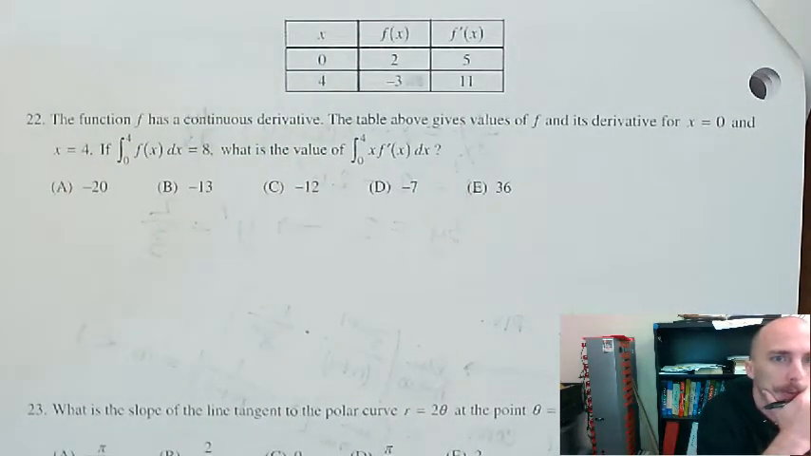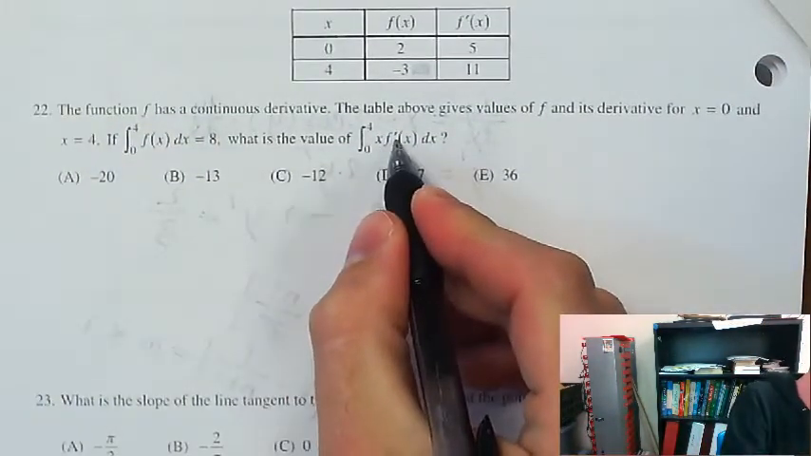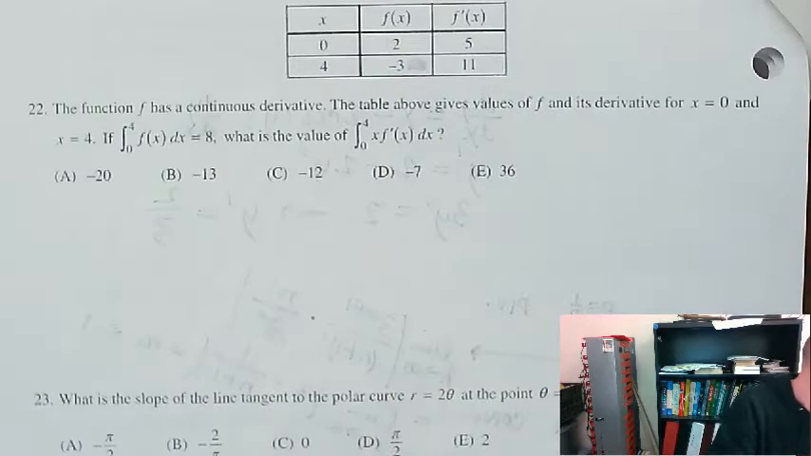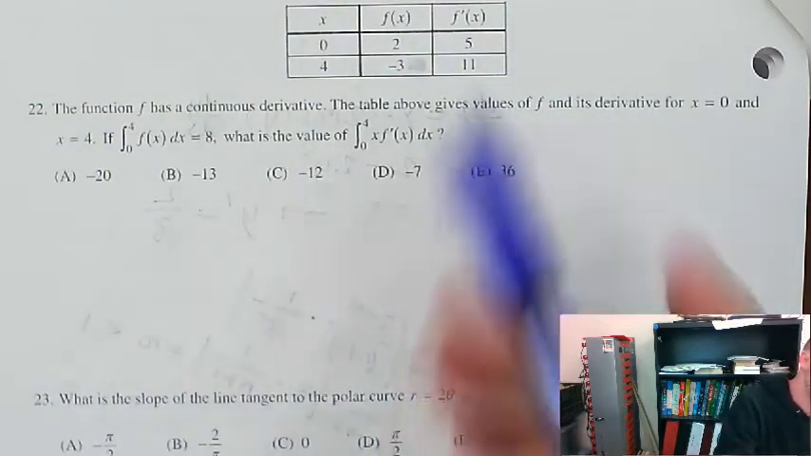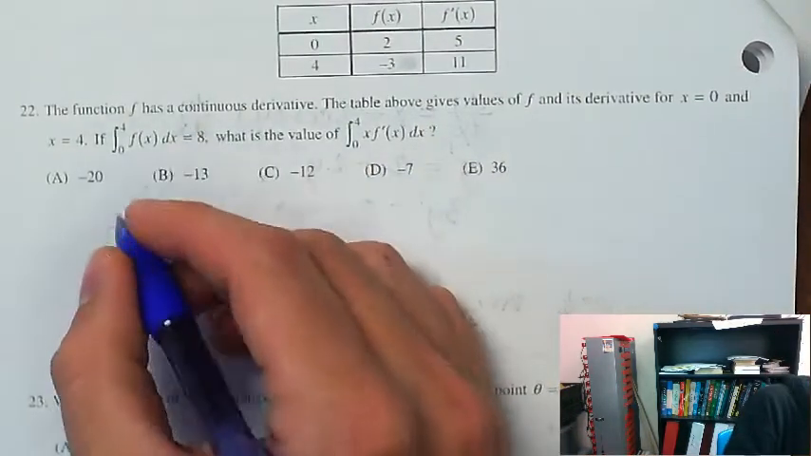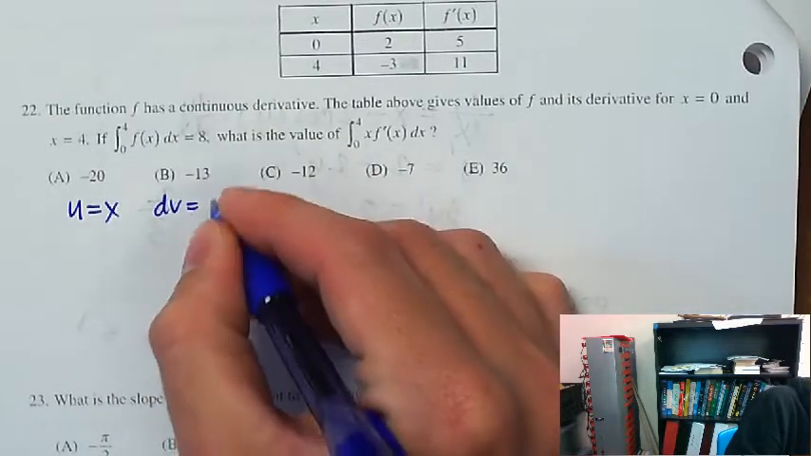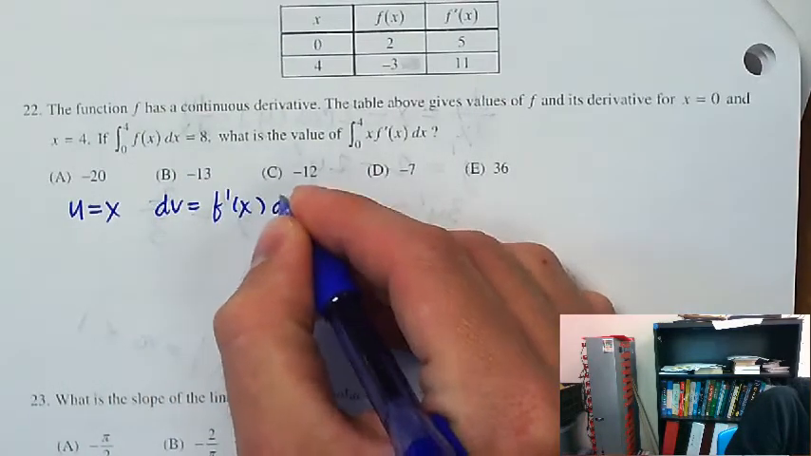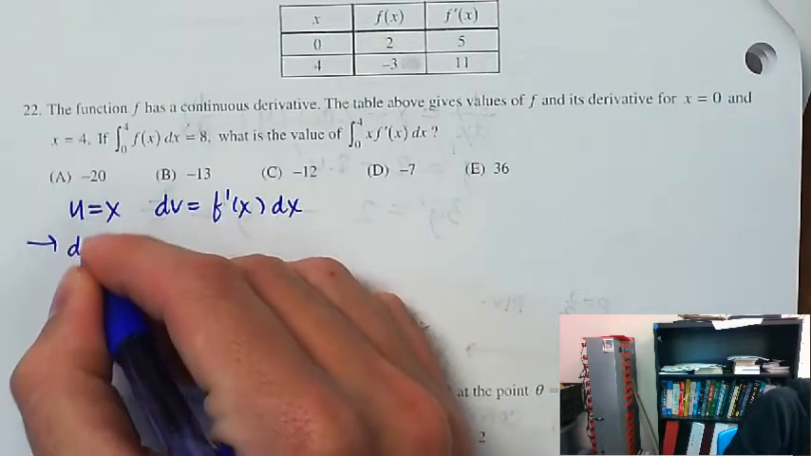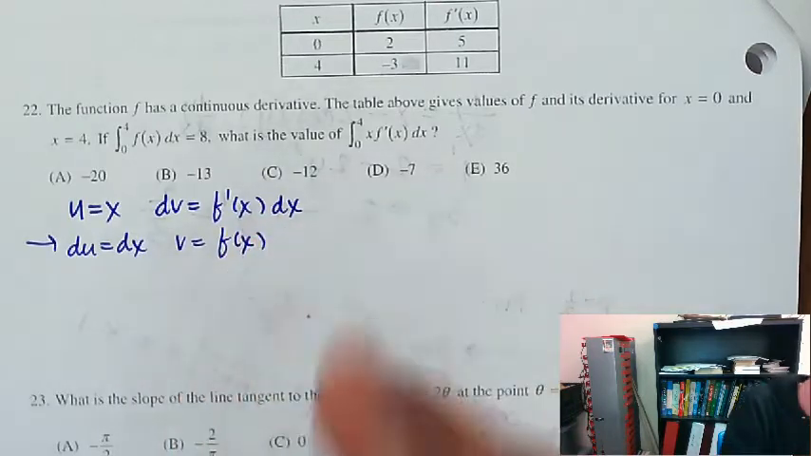The function f has a continuous derivative. If the integral of f from 0 to 4 is 8, what's the integral of x times f prime? Okay, x times f prime of x dx, that's going to be u dv. Okay, we're going to need to use integration by parts because I'm not going to be able to use u du, and it's a product, is what I'm saying. So I'm going to let u equal x. I'm going to let dv equal f prime of x dx, which would give me du equals dx. And v equals f of x.